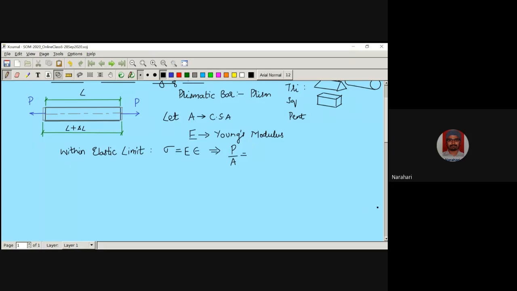Then you have E into epsilon. What is epsilon? Delta L by L.